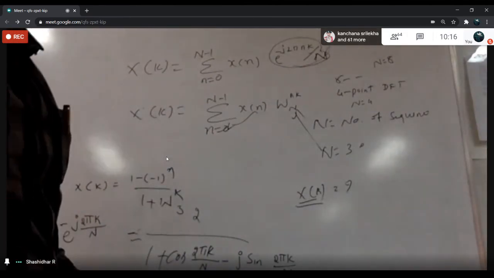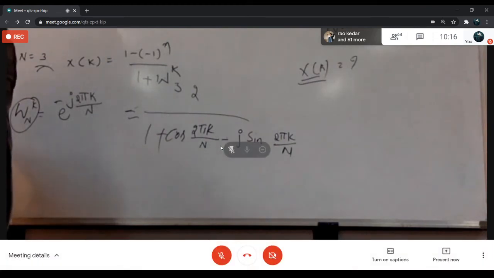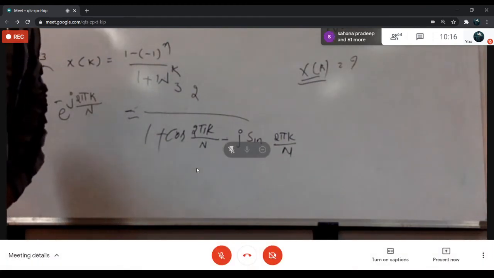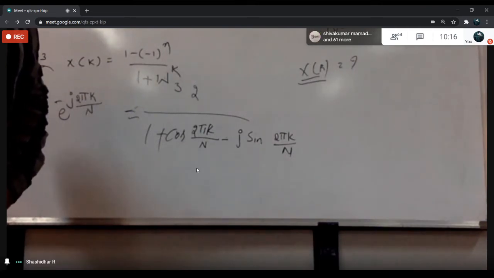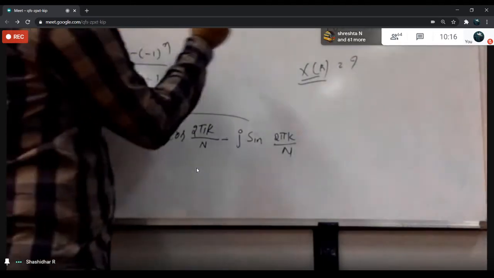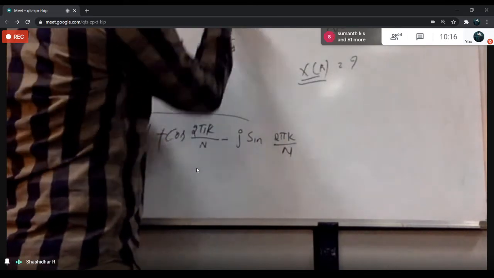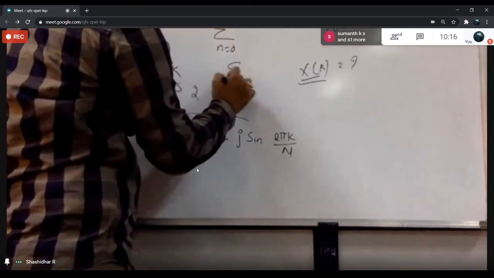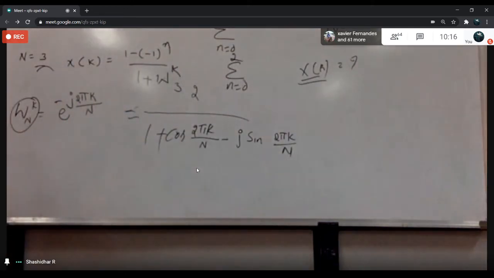Sir, how is 2 in the numerator, sir? One to the power of 0, how much? Sir, n varies from 0 to 2, no, sir? 0 to 2. Look, n is equal to 0 to n minus 1, what is the n value? 3. Right? Yes, sir.